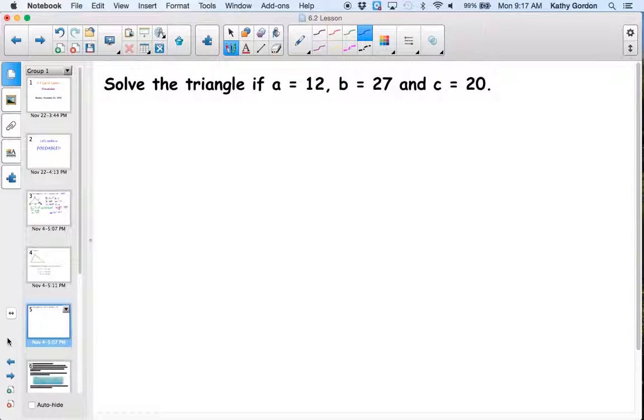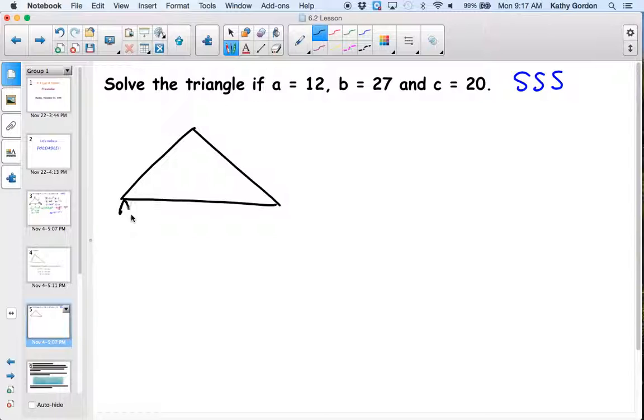What kind of a triangle is this one? No, A. No. Only got sides, SSS. So if we have an SSS, where all we know are sides, that means this was 12, B 27, C 20.